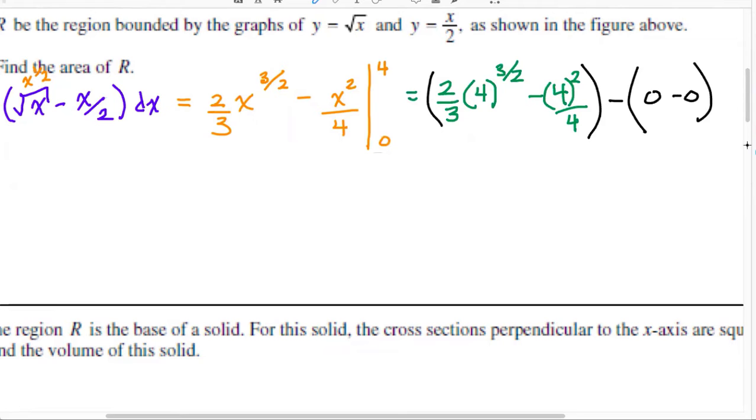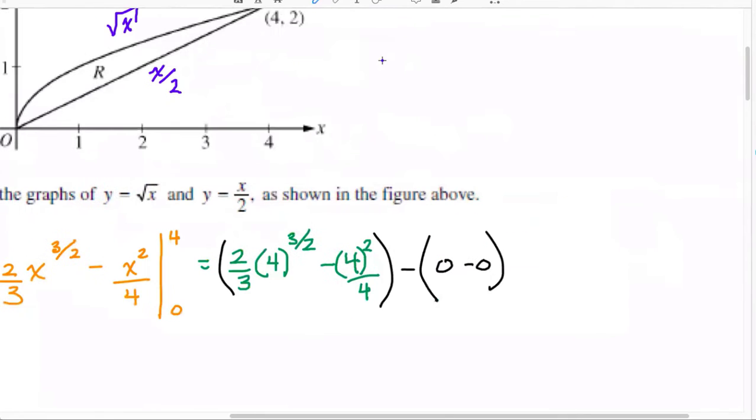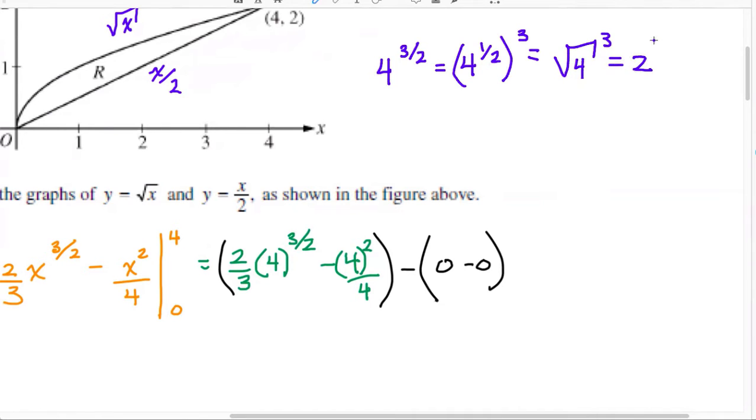And then from here, you just need to figure out what 4 to the power of 3/2 is, kind of the hardest step from here. Let me do some scratch work up here. So 4 to the power of 3/2 is the same thing as 4 to the power of 1/2, all of that to the power of 3, which is equal to the square root of 4 to the power of 3, which is equal to 2 to the power of 3, which is equal to 8. So 4 to 3/2 is 8.